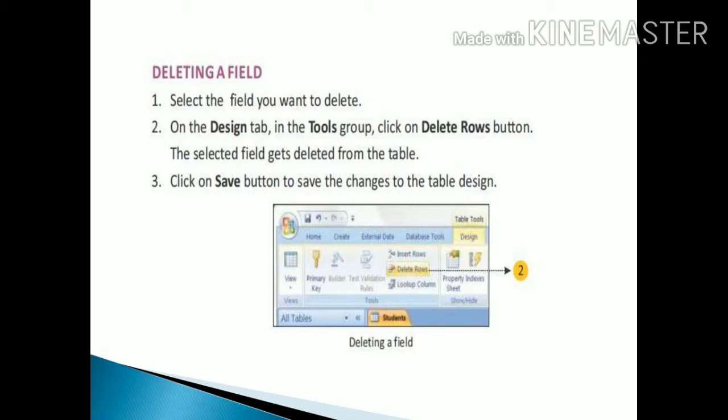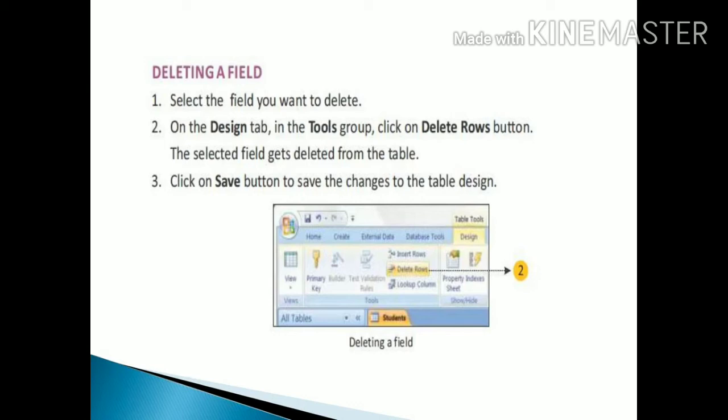Left side you can click on that. You will be getting two options, data sheet and design view. Click on design view, and here whichever rows you want to delete, deleting a field, it is there. On the design tab in the tools group, this is the tools group. So click on the delete rows button. The selected field gets deleted from the table.